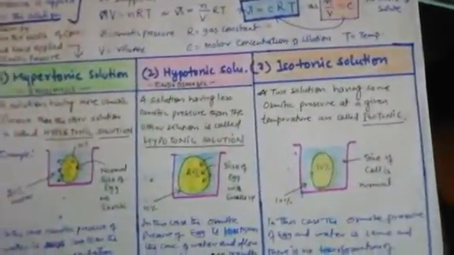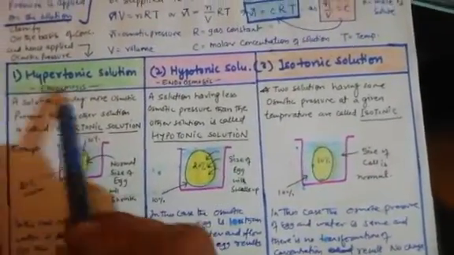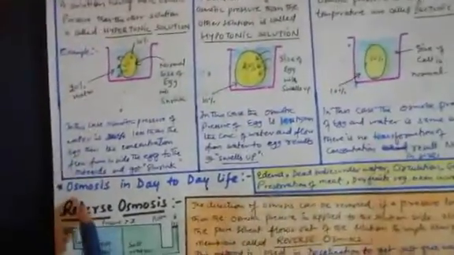So a question can be asked: differentiate between hypertonic and isotonic. In that way, we can define hyper, hypo and iso.